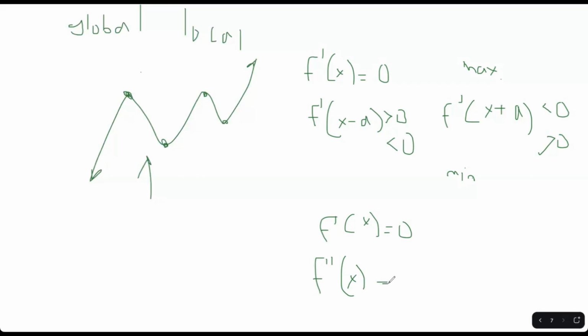If f double prime of x is greater than 0, that means it's concave up, which means it's a minimum. Versus if f double prime of x is less than 0, that means it's concave down, so it's a maximum. I would definitely use this if possible because it simplifies it a bit. And although you do have to find the second derivative, which is a little bit more work, I don't think it's as much work as the first derivative test.